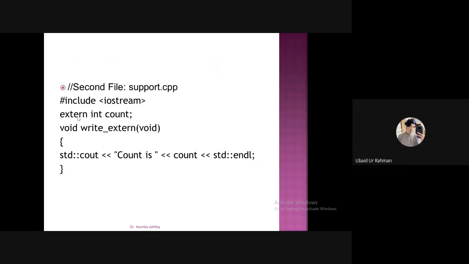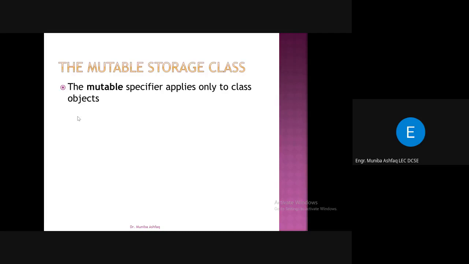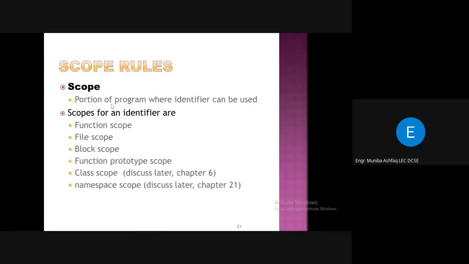Yes ma'am. Okay. So extern is used where you have multiple files and you want to share the same variable among different multiple files, right? The mutable storage class, we will not go into the detail of mutable storage class because it only applies to class objects, which is part of object oriented programming. Here we are not doing object oriented programming, we are doing procedural programming, and object oriented is a level higher up than procedural programming, right?